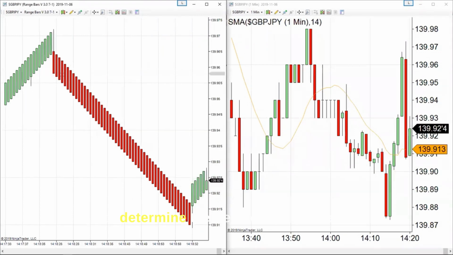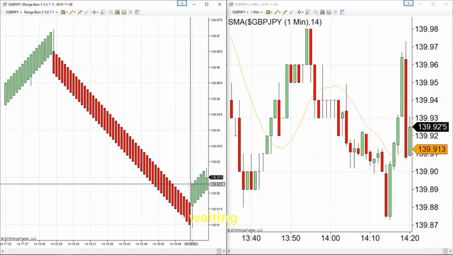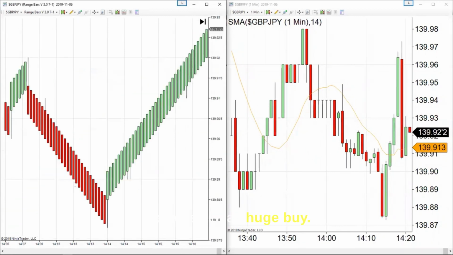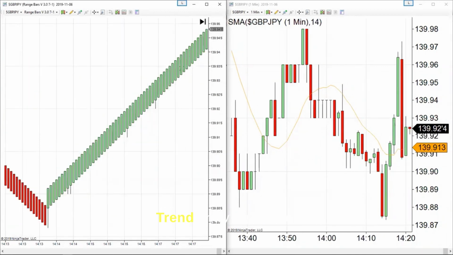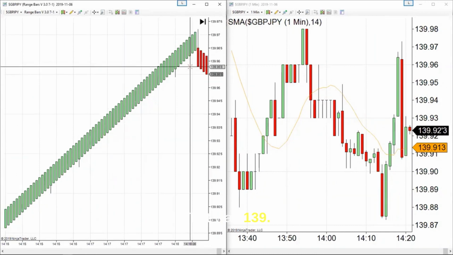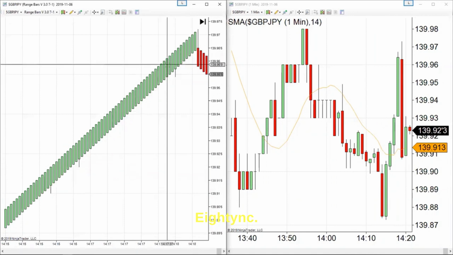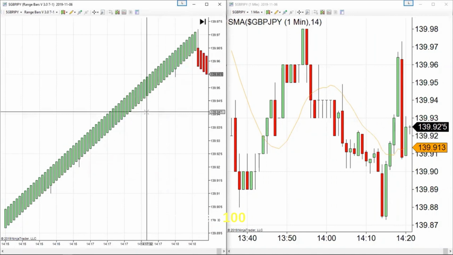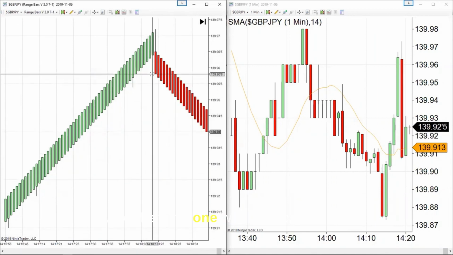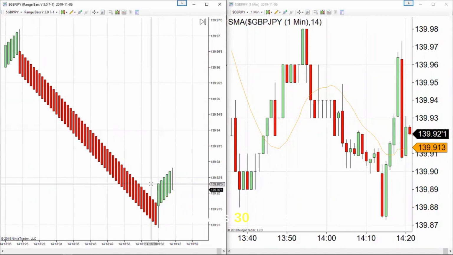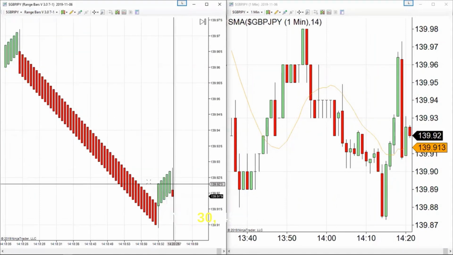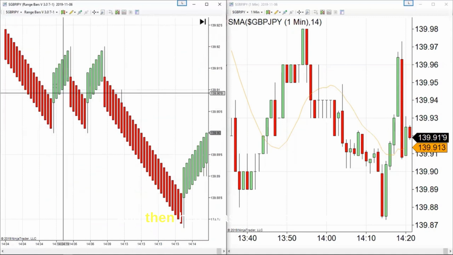Entry right here, close all the way down here. And now we're on a buy right here and we're waiting for this to buy. Previous signal, huge buy trend. Entry right here, close all the way up here. That was 139.89 up to 139.96. That was 100 points. And this one was 95 down to 92. So this was 30 points. No, 45 points. And then here is a choppy trade.